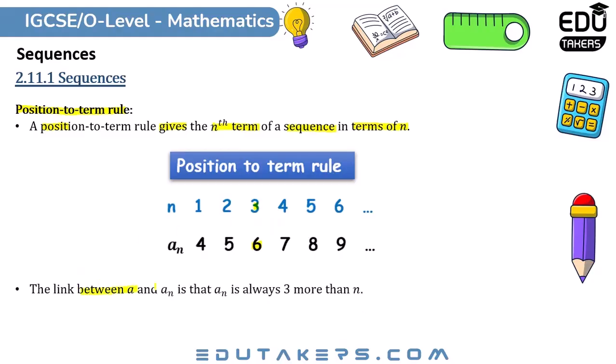The link between n and an is that an is always 3 more than n. The position to term rule is an equals n plus 3 for this sequence. You can see the difference: 4 minus 1 is 3, 5 minus 2 is 3, 6 minus 3 is 3, 7 minus 4 is 3, 8 minus 5 is 3, 9 minus 6 is 3, and so on.